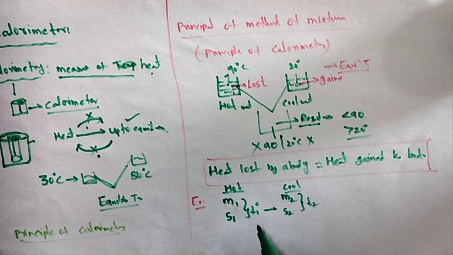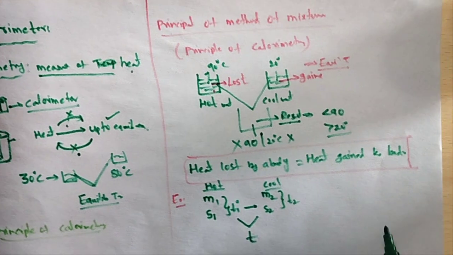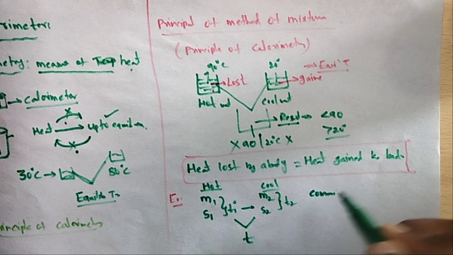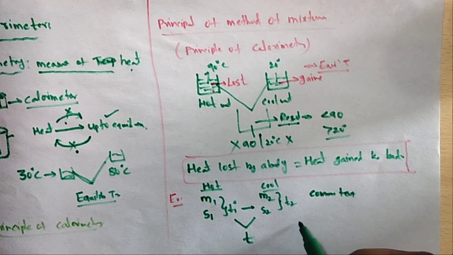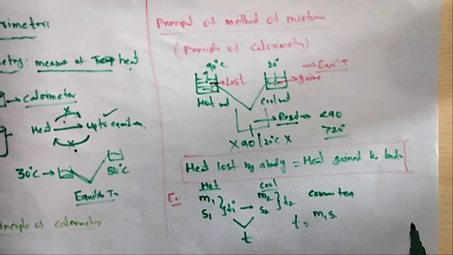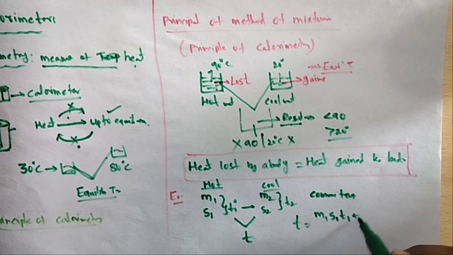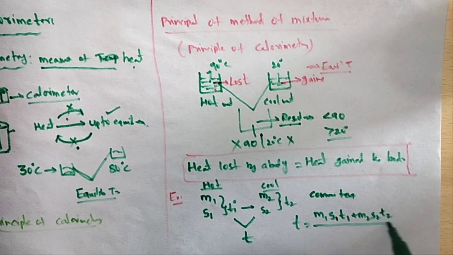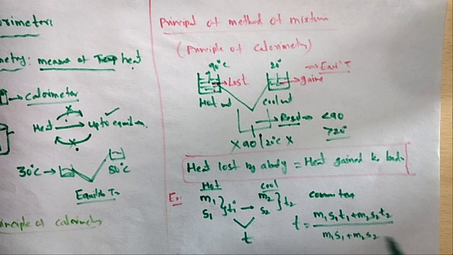So both are mixing, and I get some resultant temperature T. What is the resultant temperature formula? This is a common temperature. After mixing, temperature T is equal to an important formula: M1S1 T1 plus M2S2 T2 by M1S1 plus M2S2. This is the common temperature formula, the general formula.